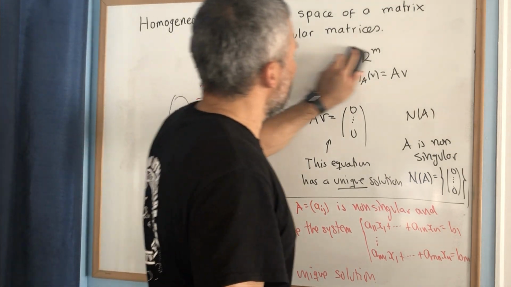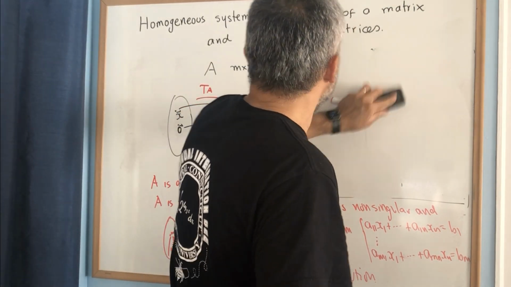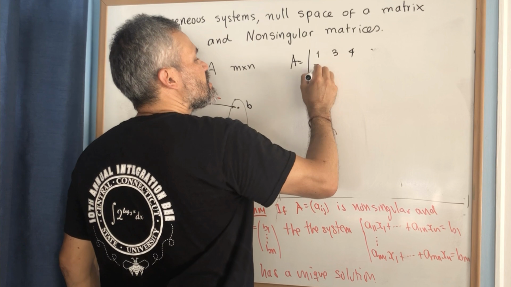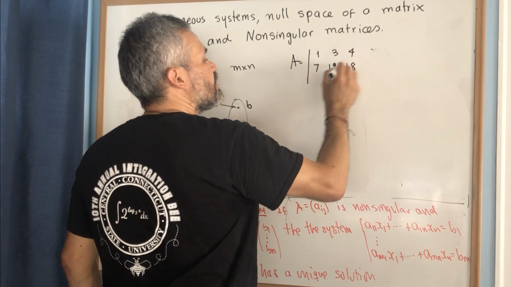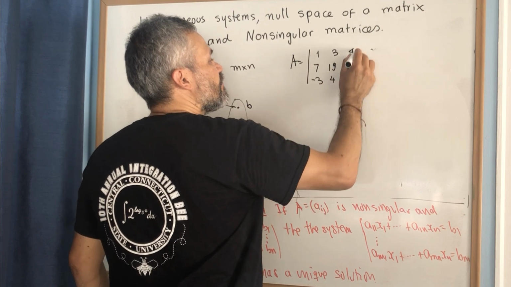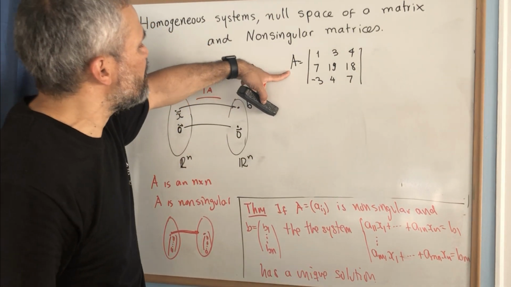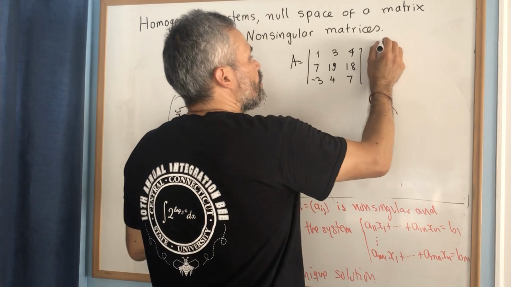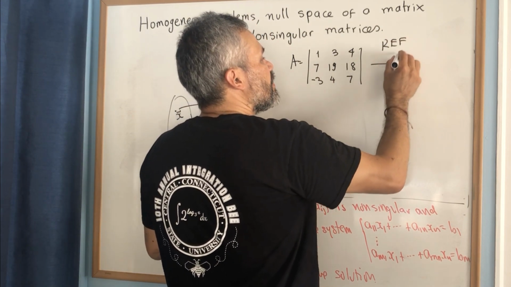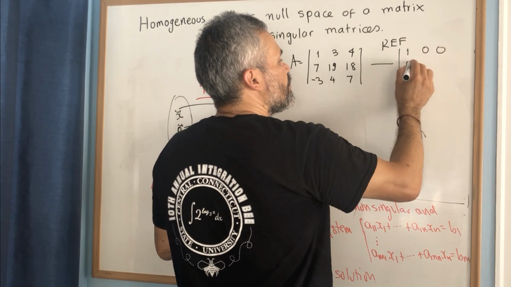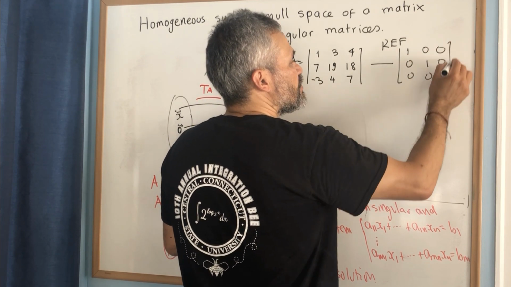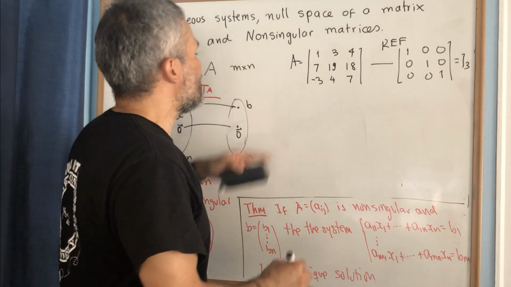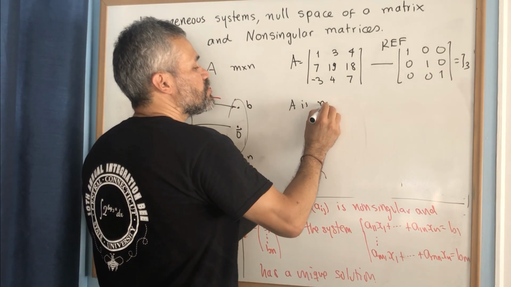Let me do an example of this theorem. Then if we consider the matrix A equal 1, 3, 4, 7, 19, 18, negative 3, 4, 7, then we can check that this matrix is non-singular. How to check that a matrix is non-singular? We just compute the reduced echelon form, and then we can check that the reduced echelon form of this matrix is this matrix, which is the identity. Then, since the reduced echelon form of this matrix is the identity, that means that A is non-singular.